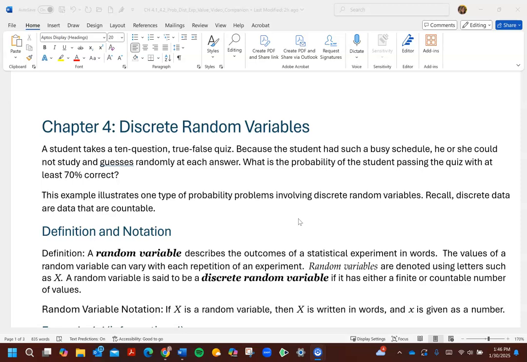So in Chapter 4, you would have watched the real data videos to get a feel for how this is used. Hopefully you found that helpful. Here are some other examples of discrete random variables. A student takes a 10-question true-false quiz. Because the student had such a busy schedule, he or she could not study and guesses randomly at each answer. What is the probability of the student passing the quiz with at least 70% correct? This example illustrates one type of probability problem involving discrete random variables. Discrete data are data that are countable. We're not going to do this problem out right now. It's just the type of problem that we're looking at.